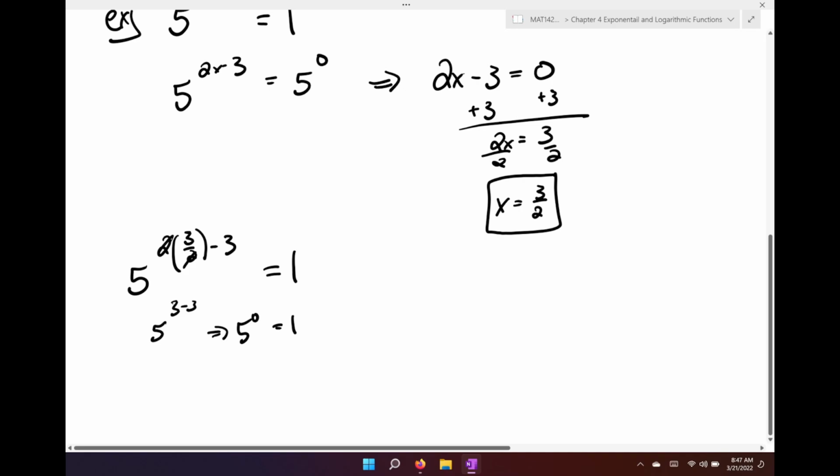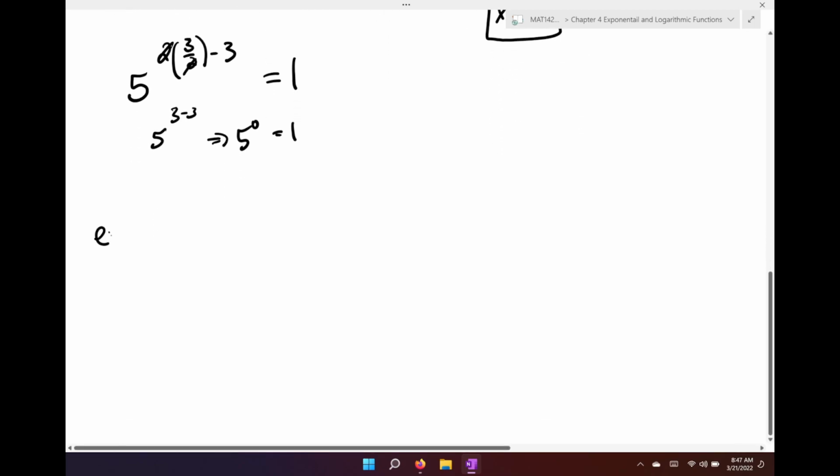Okay? Now the question becomes, what if you can't do that? In other words, let's look at this example: 3 to the x plus 2 equals 7. Now, on the left-hand side, you have an exponential with a base of 3. And on the right-hand side, you have an exponential with a base of 7. This is 7 to the first. Remember, you can still write it as an exponential, okay? But here's the problem. There is no way that we can write 7 as 3 raised to some exponent.